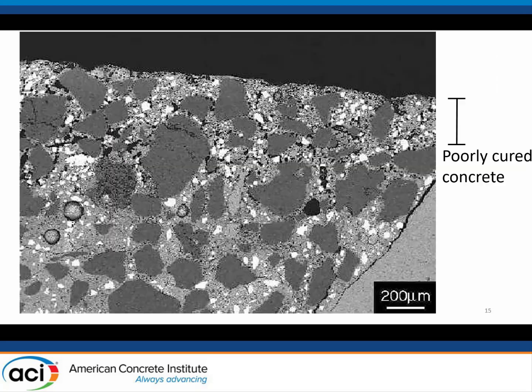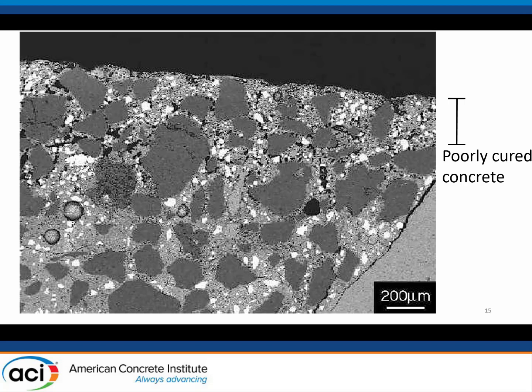Now let's get to concrete. This is a scanning electron microscope image of a poorly cured concrete sample. What I want to show you here at the top, which you can't see because I forgot the mouse doesn't work, but maybe you can see at the top that there's a lot more white particles. Those white particles are unhydrated cement grains. You wasted your money. That cement didn't do what you want it to do.